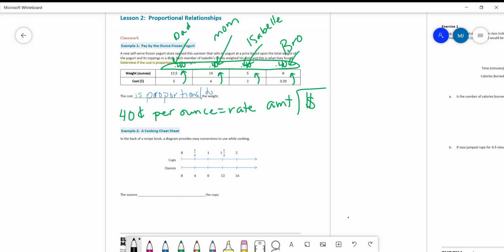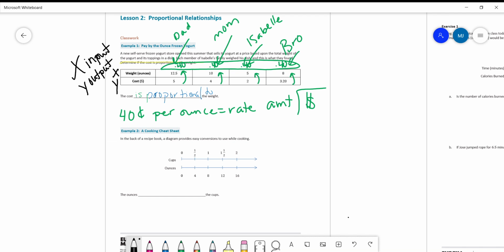Now, a couple of things that I want to show you here. You're going to be using a lot of tables and a lot of double number lines. And so what we're going to start doing is we're going to start recognizing the top values as X and the bottom values as Y. So X is an input. If you don't put any yogurt in your cup or any toppings, then you don't pay any money. So Y is your output. Y is what you get. And so you take your output divided by your input to get your constant of proportionality. And we're going to talk some more about that in just a minute.